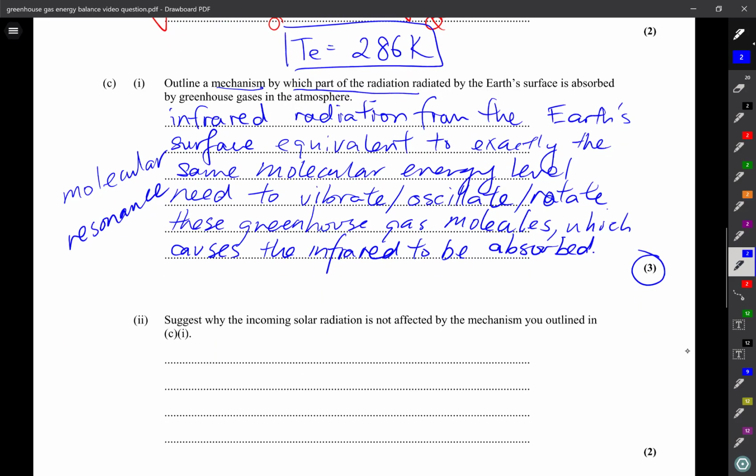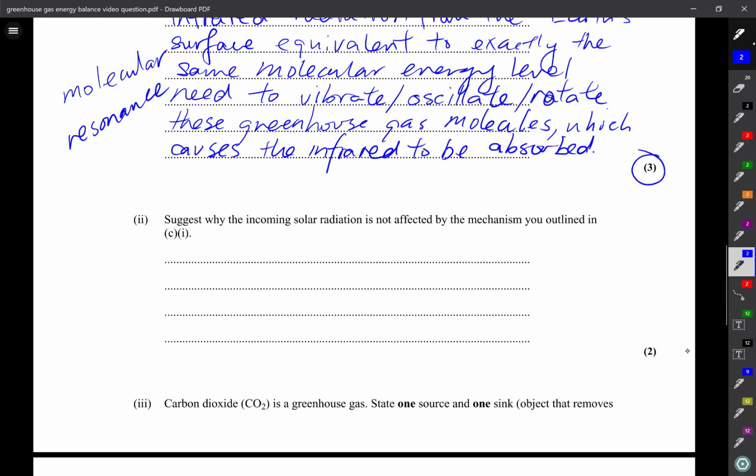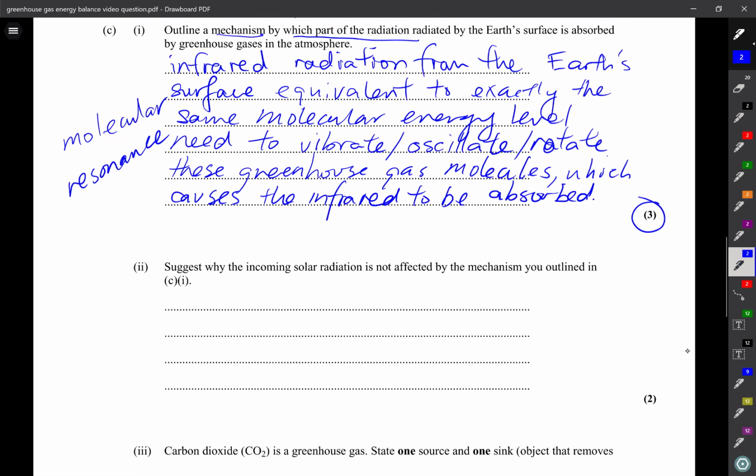Okay, so that will give you the 3 marks. Okay, next one, C2. Suggests why the incoming solar radiation is not affected by the mechanisms you outline in C1. So, because you need the exact energy equivalent. If you take a look at the solar radiation, it is not infrared, it is visible light.